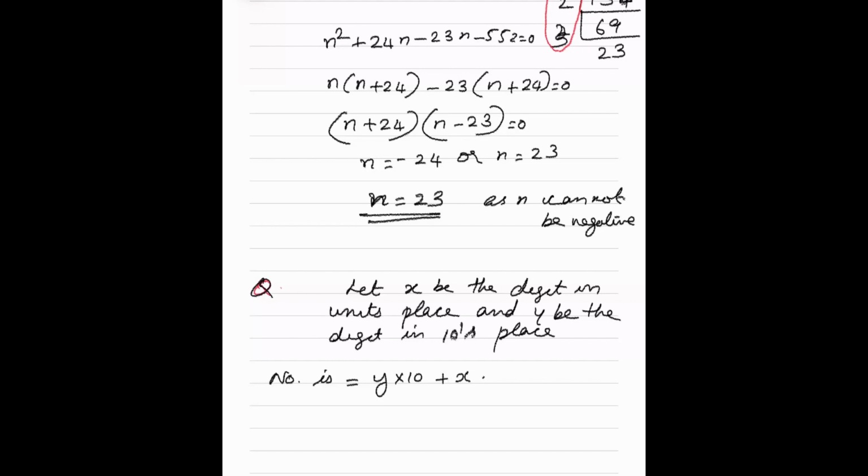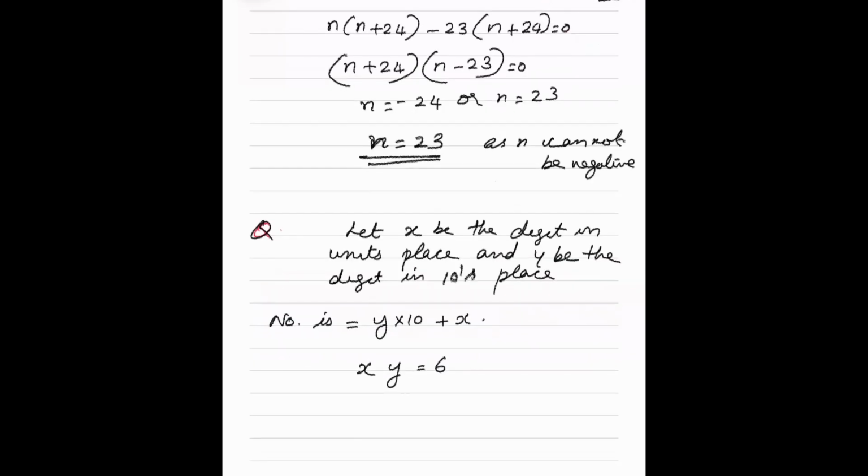Okay. Then what is it that they have given? Such that the product of its digits is 6. So what is given to you is just x into y is 6. This is what is known to you. Why this information is given is because x into y equal to 6 means you can find y. Y is 6 divided by x.